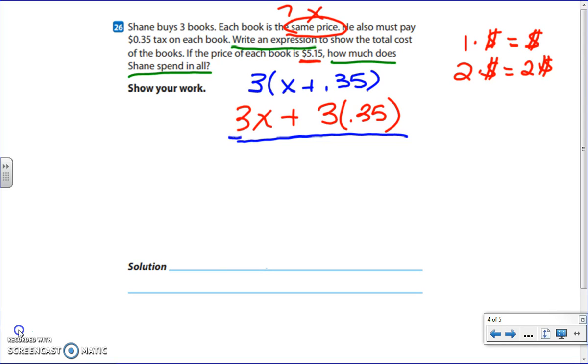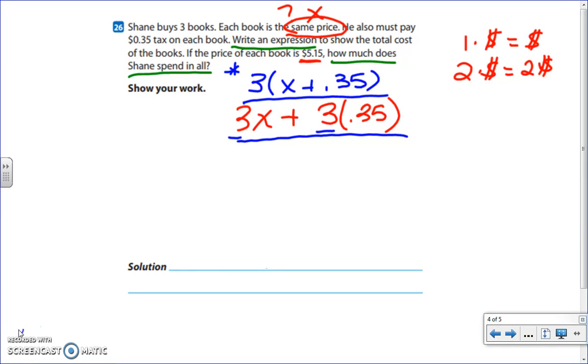really they share a common factor of 3, and I could use the distributive property to rewrite this as 3 times x plus 35 cents. And that would be fine too, because really we're 3 times however much the book costs and another 35 cents for each of those books. So either of those expressions would be fine. I think this is the one that the book is going to want you to use. 3 times the cost of however much the book costs plus another 35 cents, which would be fine.